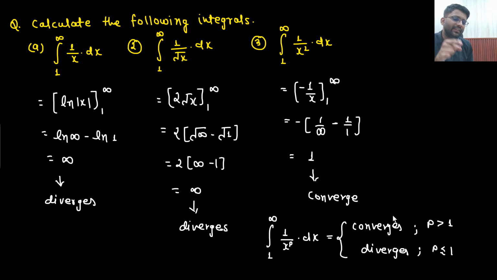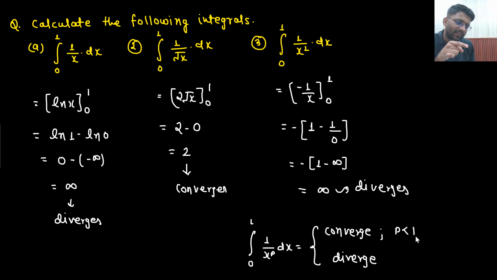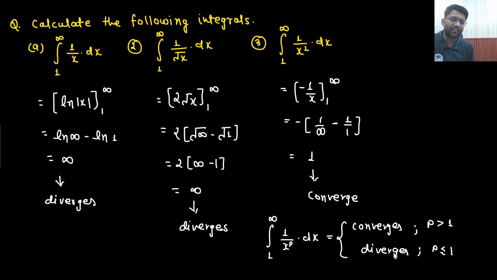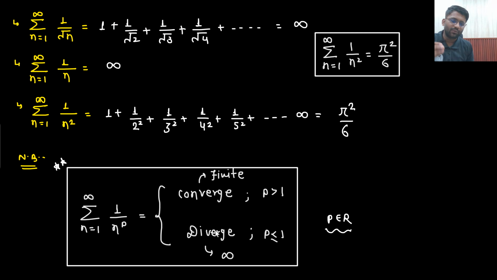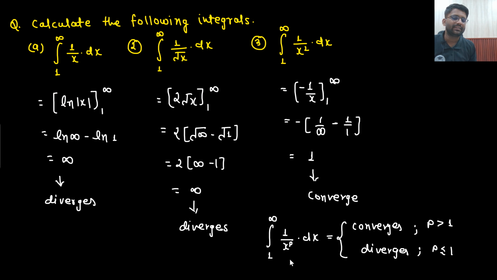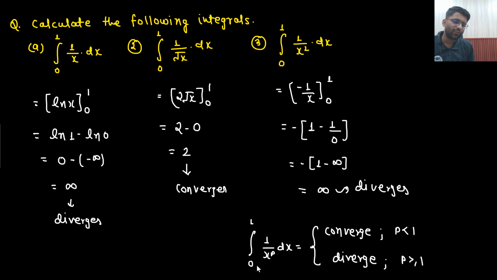Previously it was converging for p greater than 1. This time it will converge for p less than 1. So for p less than 1, like 1 by 2, it will converge, but for p greater than or equal to 1 it will diverge. For the equal sign, if p equals 1 it will always diverge. Here also it is diverging. So p equals 1 will always diverge, but only the limit changes, going from 0 to 1.